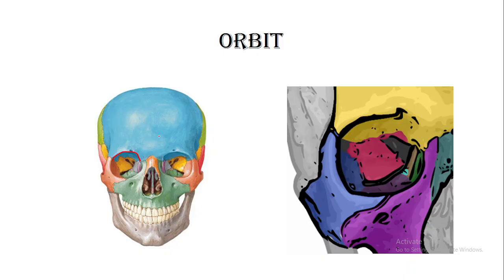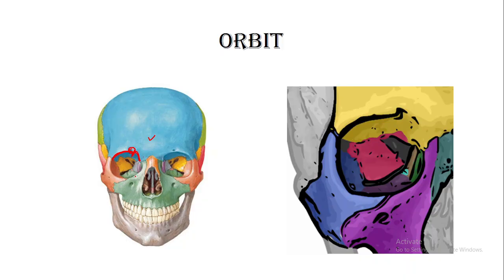and as we can see, the supraorbital margin is formed by frontal bone. At the junction of its medial 1/3 and lateral 2/3, this is the lateral 2/3 portion and this is the medial 1/3 portion, there is the presence of the supraorbital notch or foramen. As we have already seen, this supraorbital foramen gives the passageway for supraorbital nerves and vessels.